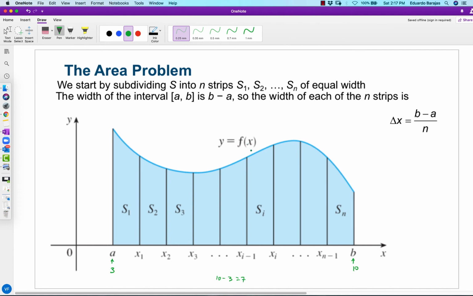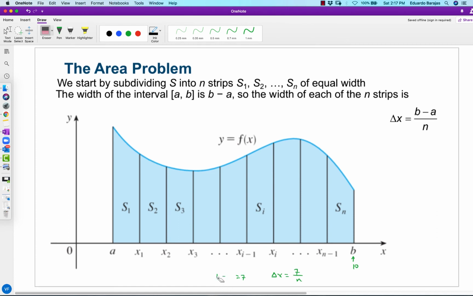And then if we want n of them of equal width, that means that each delta x would be equal to b minus a over n, right? So in this little example, if I wanted n rectangles, then each delta x would be equal to 7 divided by n, 10 minus 3 divided by n. Okay, but we want to leave it abstract, so we don't want to have any specific numbers at all.